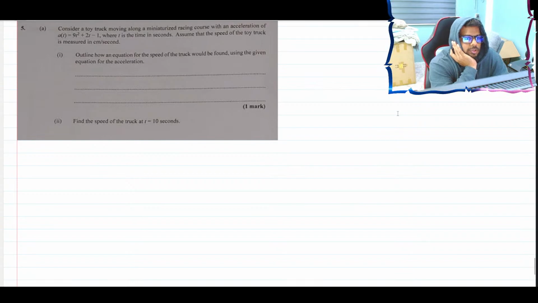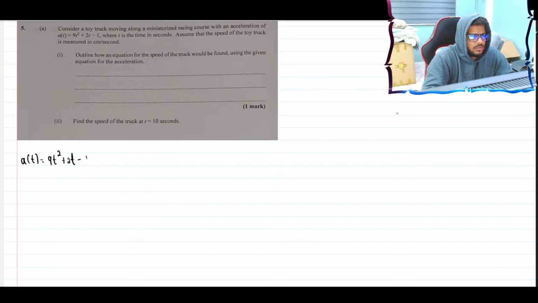Consider a toy truck moving along a miniaturized racing course with an acceleration a in terms of t of 9t squared plus 2t minus 1, where t is the time in seconds. Assume that the speed of the toy truck is measured in centimeters per second. Outline how an equation for the speed of the truck will be found using the equation.